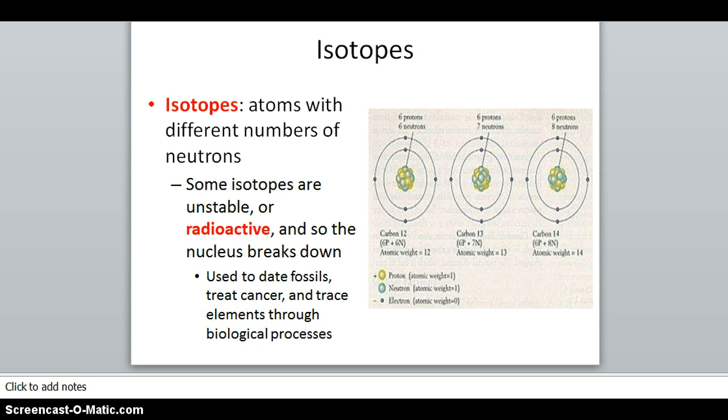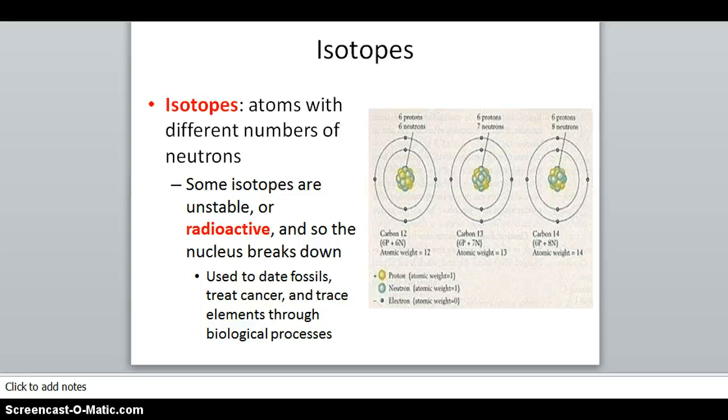Atoms of the same element can also have different numbers of neutrons. They can't gain or lose these like they do electrons. Different forms of the atom just occur naturally. Atoms with different numbers of neutrons are called isotopes. Some isotopes are unstable and break down at fixed rates.